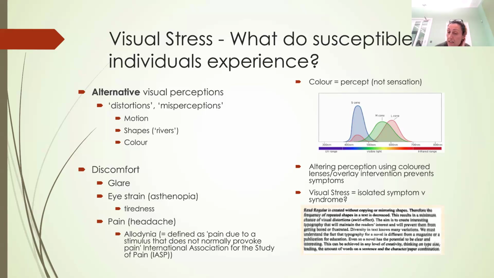Colour is a percept, and essentially by altering the perception of the page, the discomfort is reduced or disappears. So it's not a direct read of the environment. It's not a sensation of colour. It's higher level input to colour perception. It's unclear whether visual stress is an isolated symptom, so whether the distortions in text are a single entity or whether they're part of a larger syndrome, and this move from discomfort to pain is unclear. There was definitely pain involved in N of 1's symptoms.